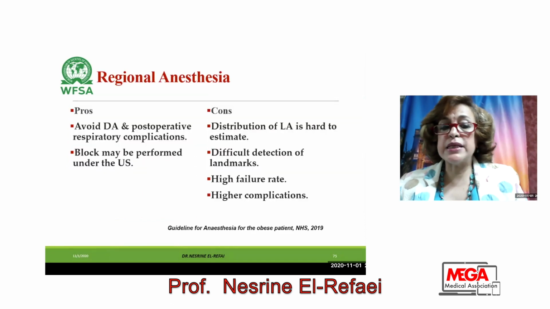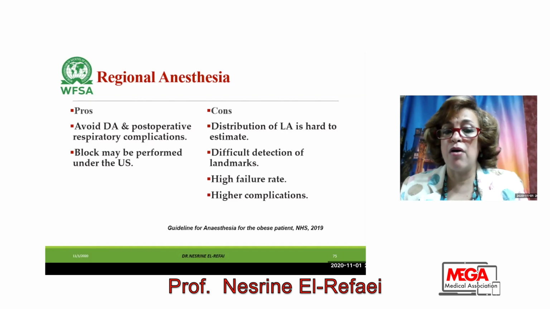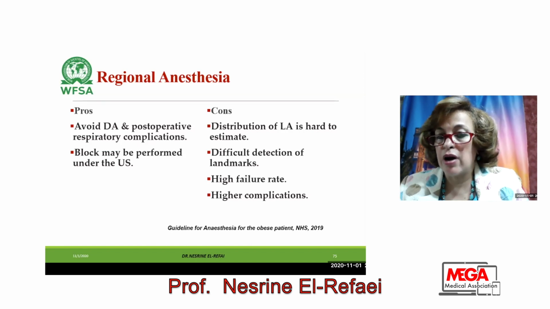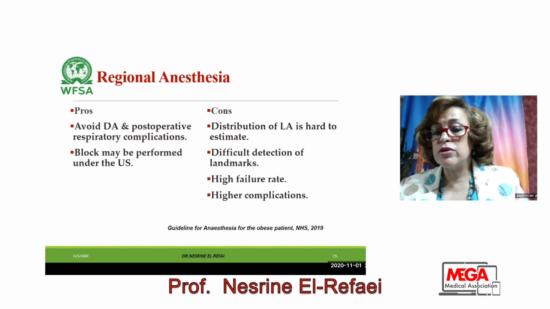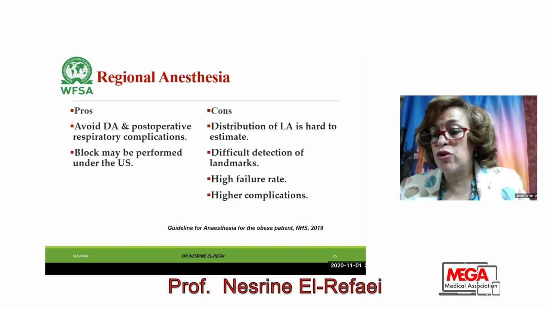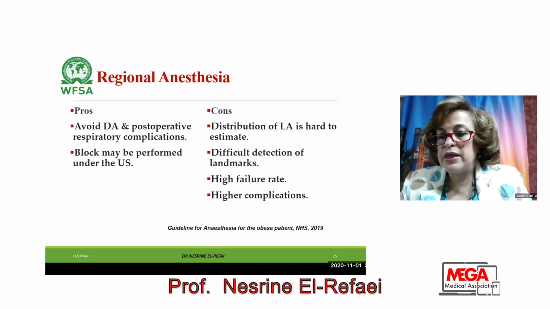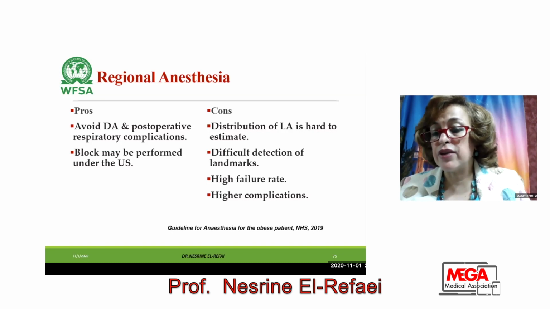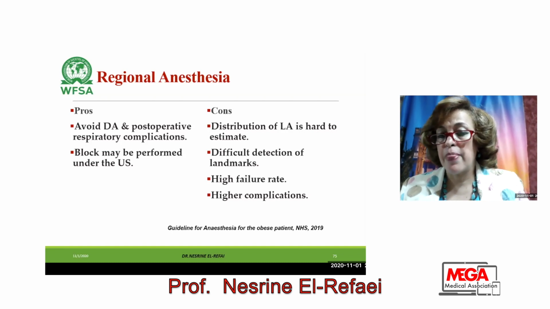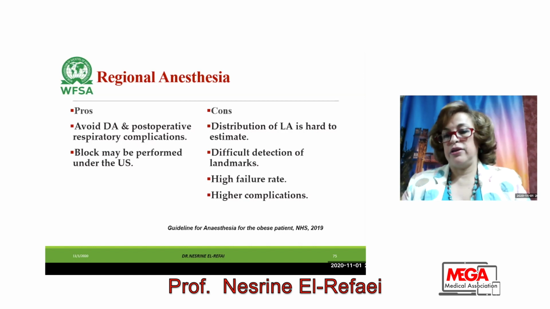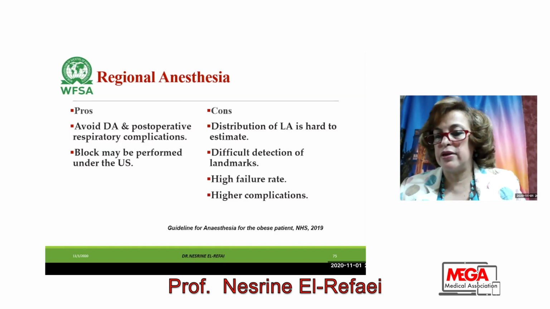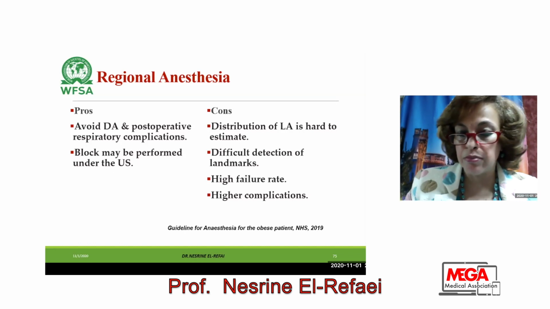Regional anesthesia has pros and cons. The pros are, of course, avoiding difficult airway and postoperative complications, and the block may be performed under ultrasound. The cons are that distribution of local anesthetic is hard to estimate, and there is difficult detection of the landmarks. There is a high failure rate. By the literature, there is a high failure rate and a high rate of complications such as a wet tap during epidural, for example.